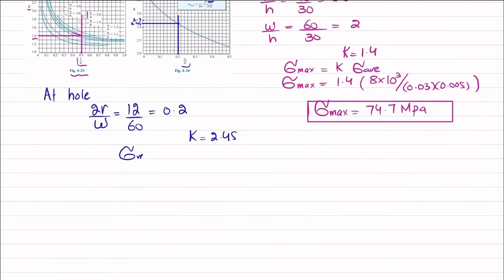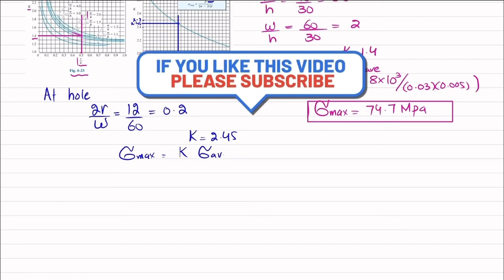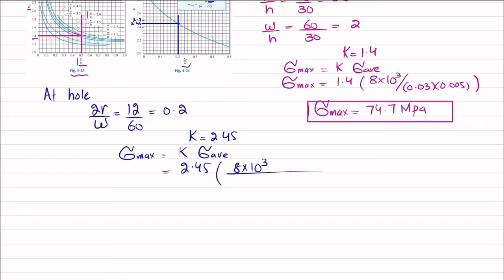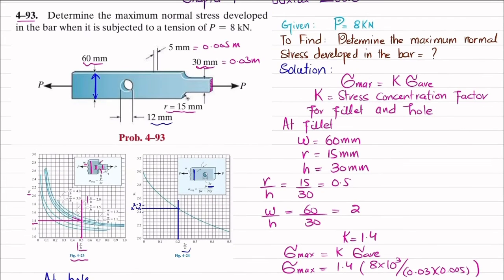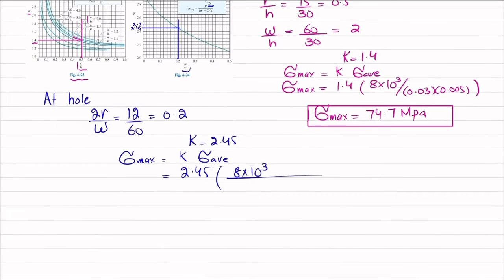Now for the hole, we know that maximum stress is equal to stress concentration factor into sigma average. So 2.45 into the axial load, which is 8 into 10 raised to power 3 Newton. And you can see that this bar is carrying a hole. So for area, we will take 60, which is 0.06 meter, minus the diameter of the hole, into the thickness, which is 0.005. Clear? Because this hole is not offering any resistance to this axial loading, we subtract it from the net cross-sectional area. So I will write 0.06 minus the diameter of the hole, which is 0.012, into thickness 0.005.